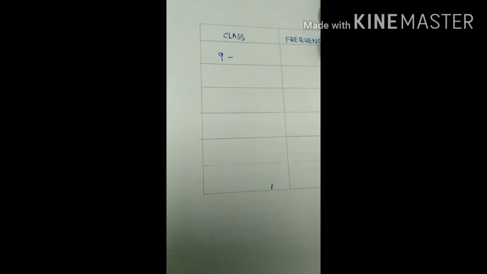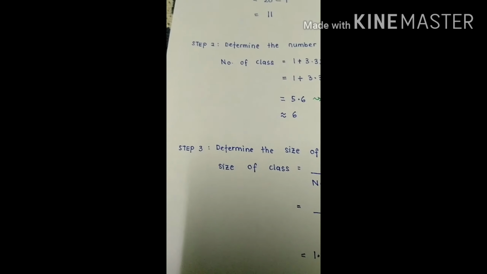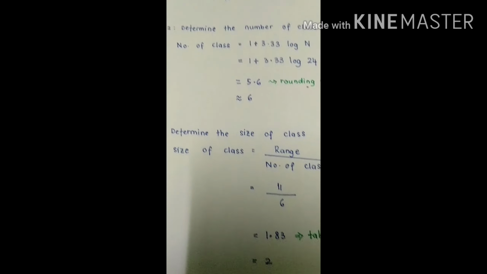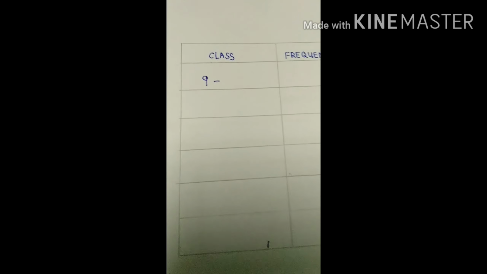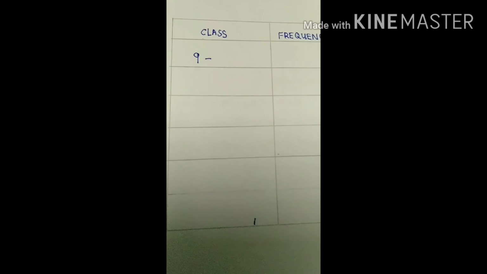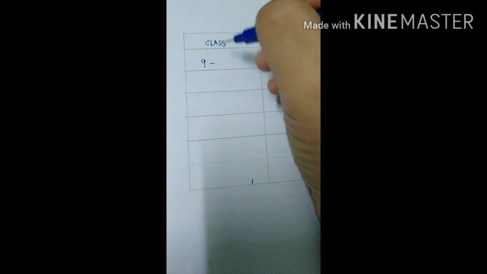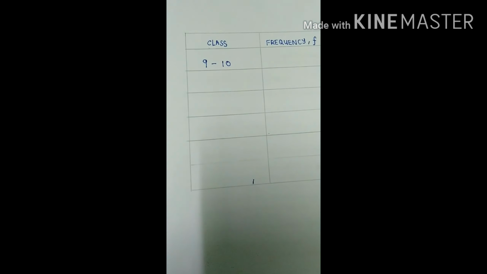9 until, okay, how do we know 9 until what number? We can see from step 3, determine the size of class. Our size of class is 2. So 9 we can calculate manually by using our fingers. It starts from 9, so 9, 10. Our size of class is 2, so just 9 and 10. So our first class is from 9 to 10.